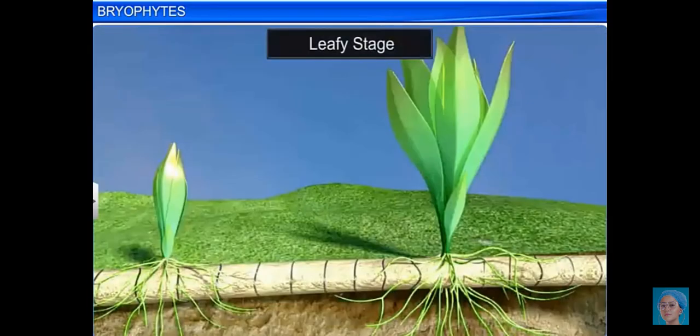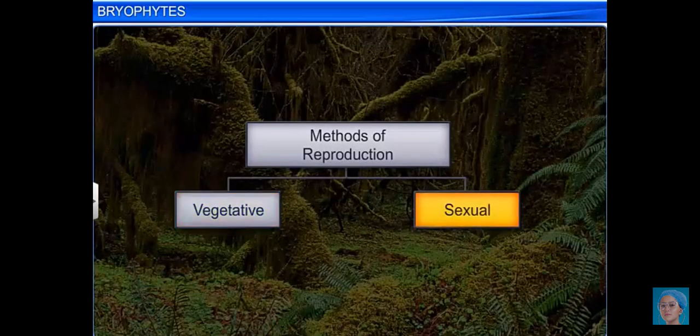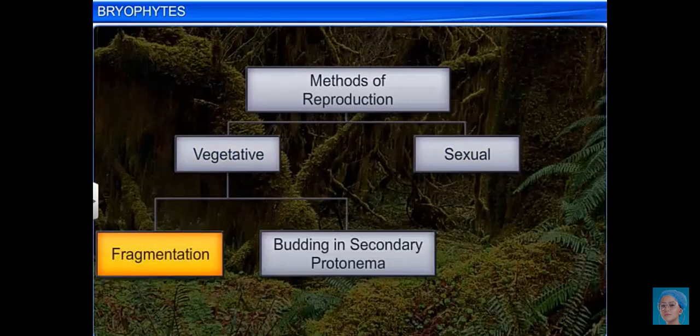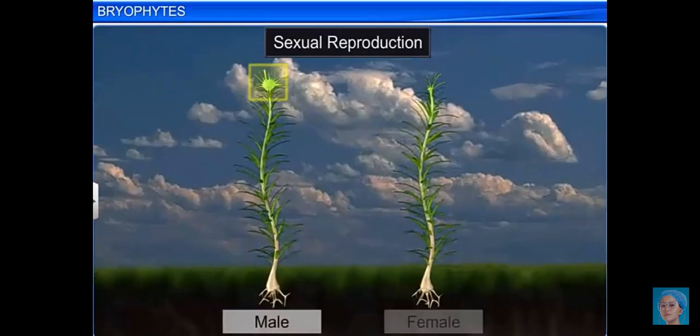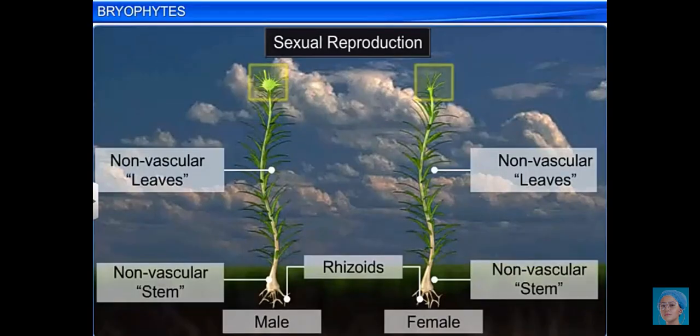The second stage is the leafy stage, where the primary protonema develops into the secondary protonema as a lateral bud. The buds consist of upright, slender axes that bear spirally arranged leaves attached to the soil through branched rhizoids. The sexual organs develop during the leafy stage. Mosses reproduce vegetatively and sexually. Vegetative reproduction is by fragmentation and budding in the secondary protonema. In sexual reproduction, the male and female sex organs are produced at the apex of the leafy shoots.